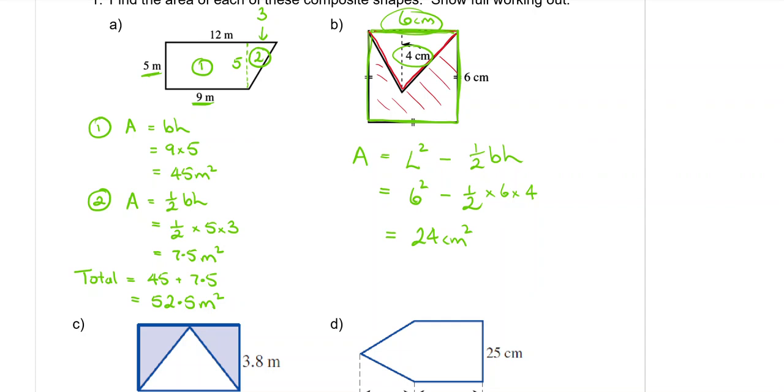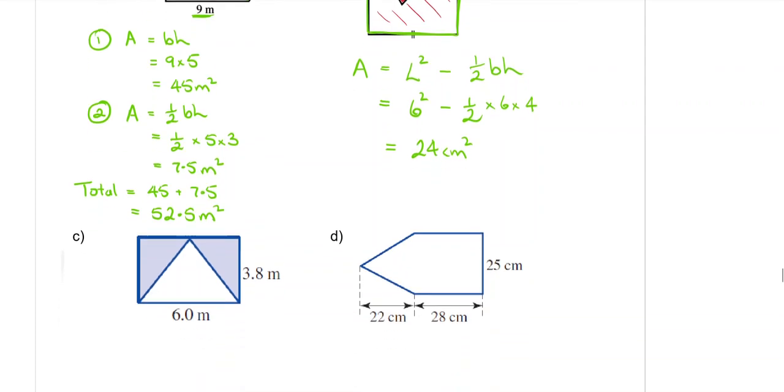So you can see that method requires much less working out, but you have to be onto it to work out what that first line is going to be by combining the formulas together. So let's try that method again.